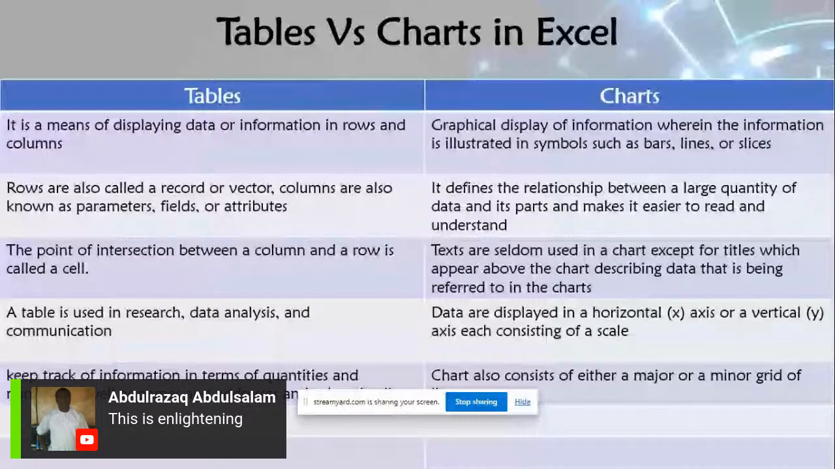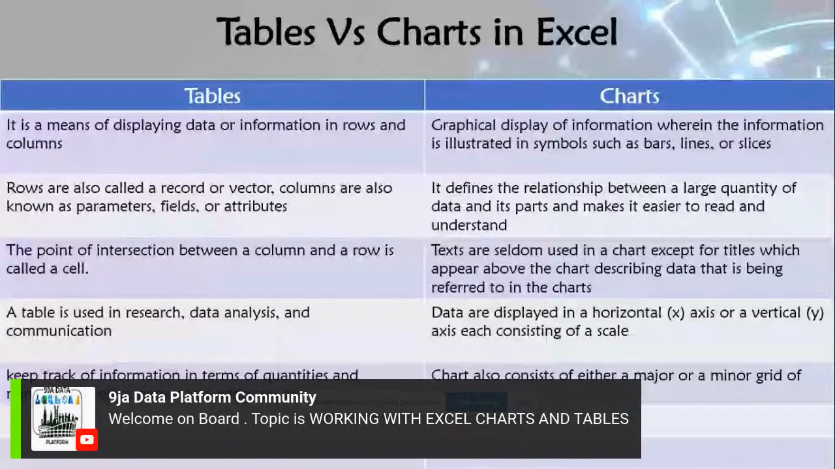So rows are also called a record or vector in a table. Columns are also known as parameters, fields, or attributes in a table. But when you look at a chart, it defines the relationship between a large quantity of data and its parts, and it makes it easier for people to read and understand. So that is a chart.